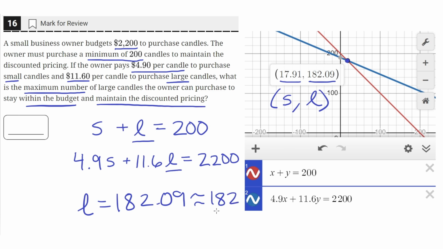So at 182 large candles, we can only afford to get about 17 or 18 small candles. So that adds up to the 200 candle limit. And if you were to multiply these by their cost, this would also meet the budget constraint. So the maximum number of large candles we can buy is 182.